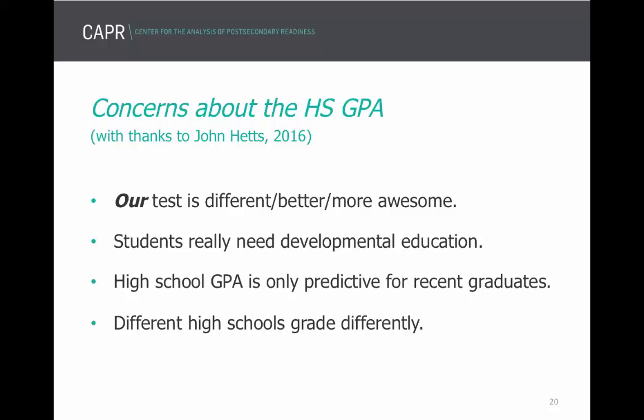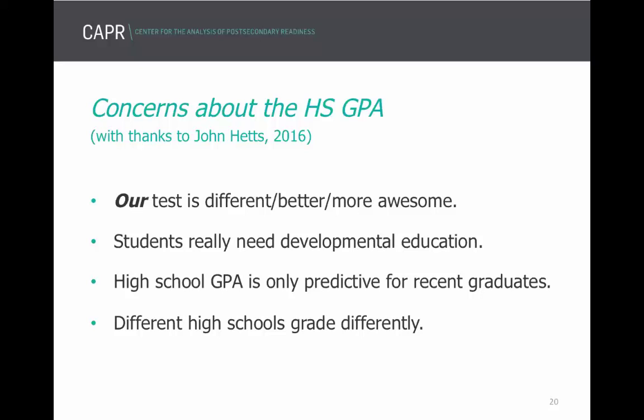The second one is getting at a desire to make sure that students get the help that they really need. There are some students who are starting college behind, and there's real reason to believe that they could be helped by developmental education. So the question there is, should we be using a measure that maybe takes opportunities away from them? The third one is high school GPA only being predictive for recent graduates. And that's the one that was brought up earlier.